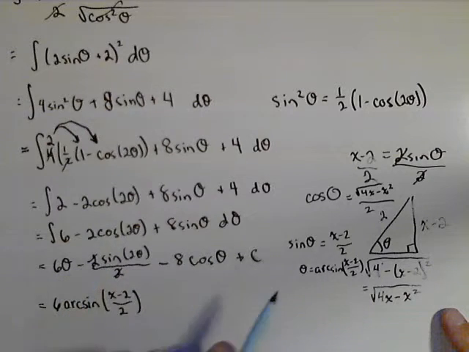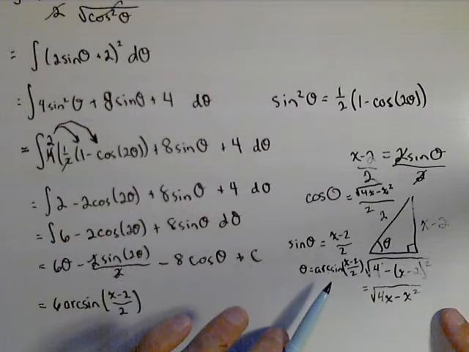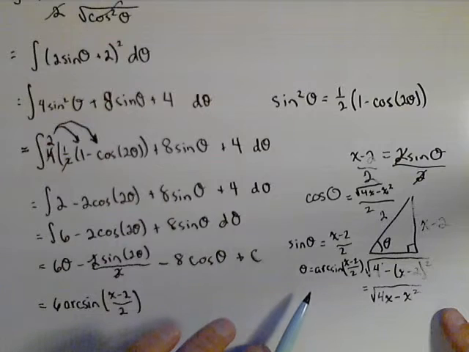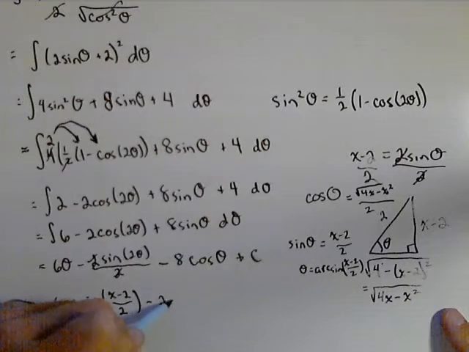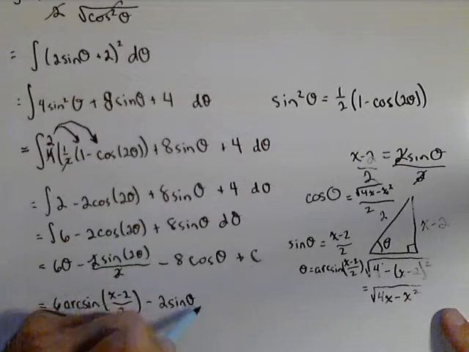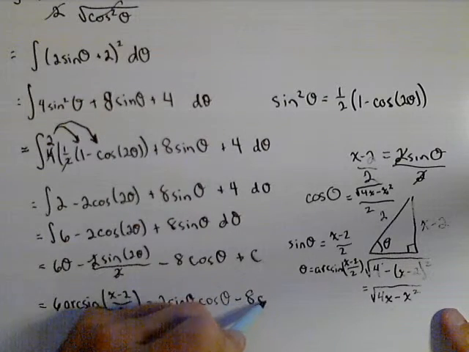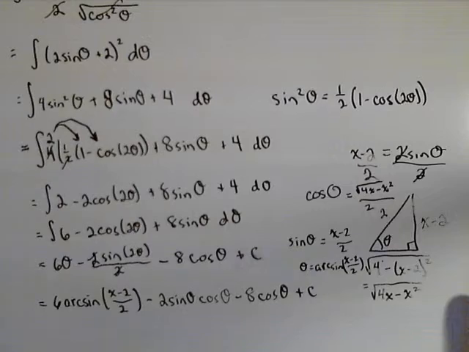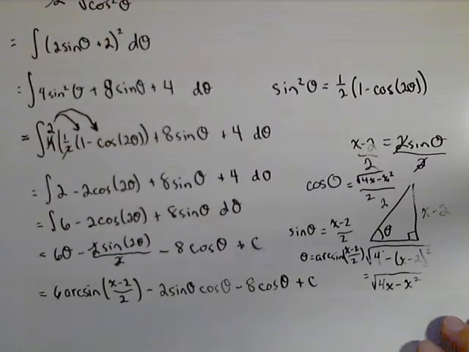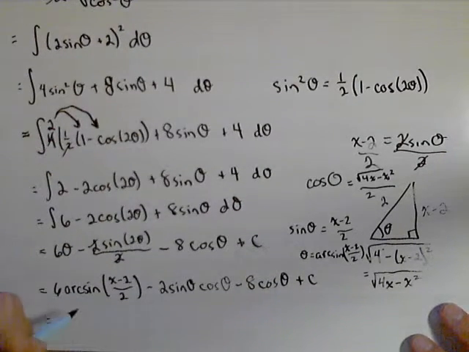Now sine of 2 theta, notice we don't have sine of 2 theta. We can't just double one of these. So we are going to have to use the double angle identity for sine, and we'll substitute in the next time. Sine of 2 theta is 2 sine theta cosine theta, minus 8 cosine theta plus C. And now we'll substitute. We could have substituted for that cosine theta there last time. Let's get it all back in terms of x though.